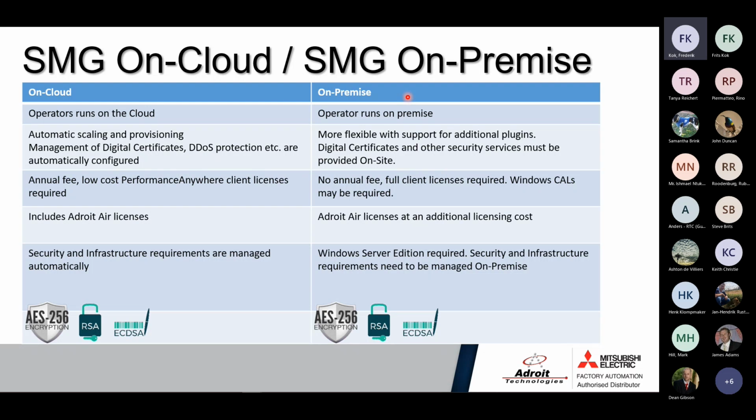Coming back to on cloud, it comes with Adroit Air. So we previously discussed the app that you can install on your mobile devices, providing alarm notifications. This is Adroit Air. The on-cloud version comes with those licenses already. The on-premise version, if you require Adroit Air, you would need to purchase it as part of your default installed license.